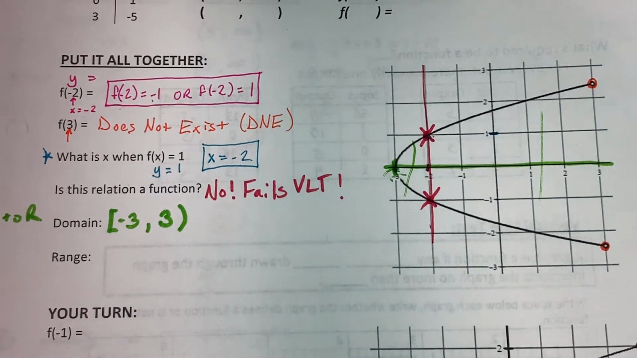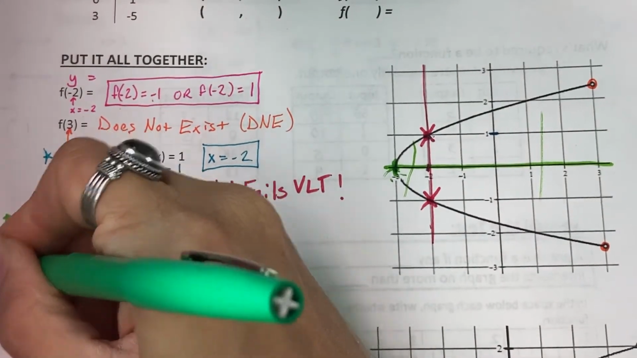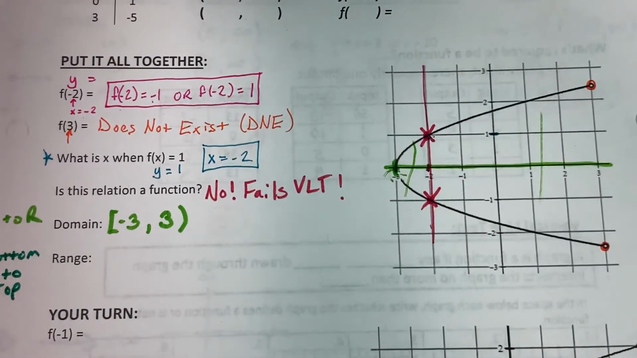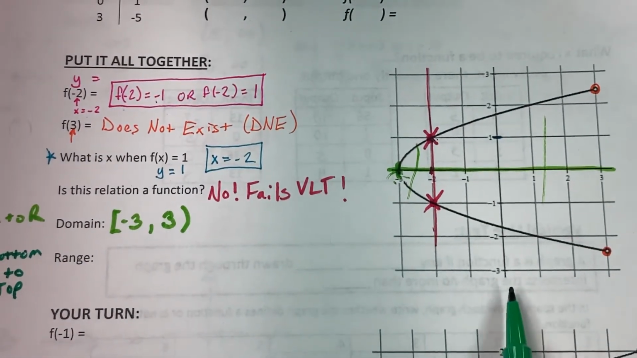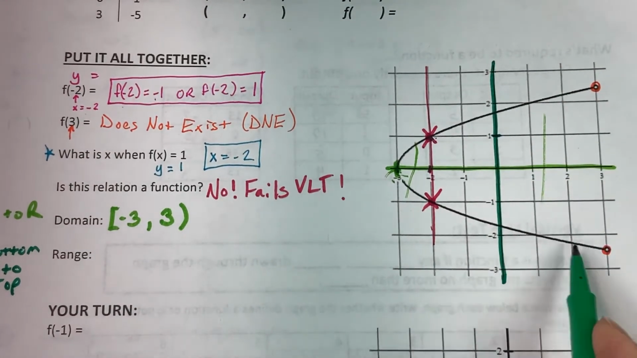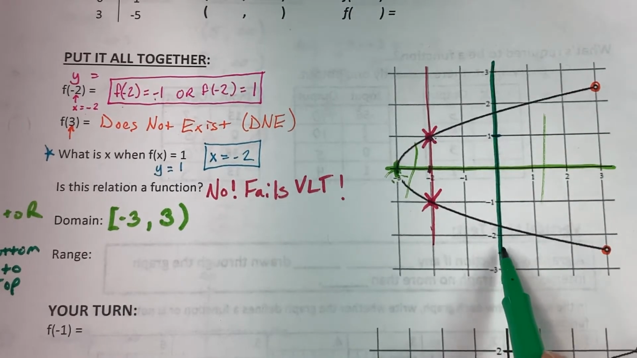Next, the range. Now the range we read from bottom to top, or negative to positive. So starting at our most negative y value on our y-axis, the first negative y value that we get is this.